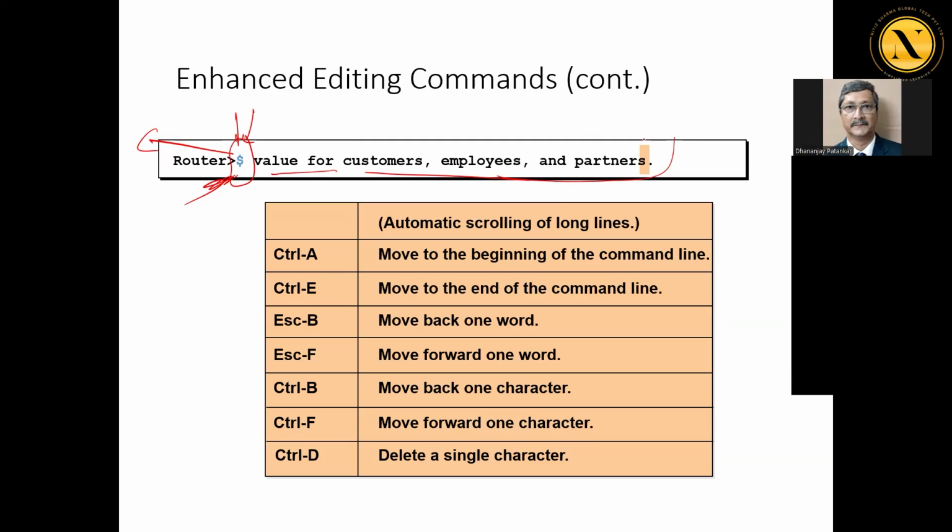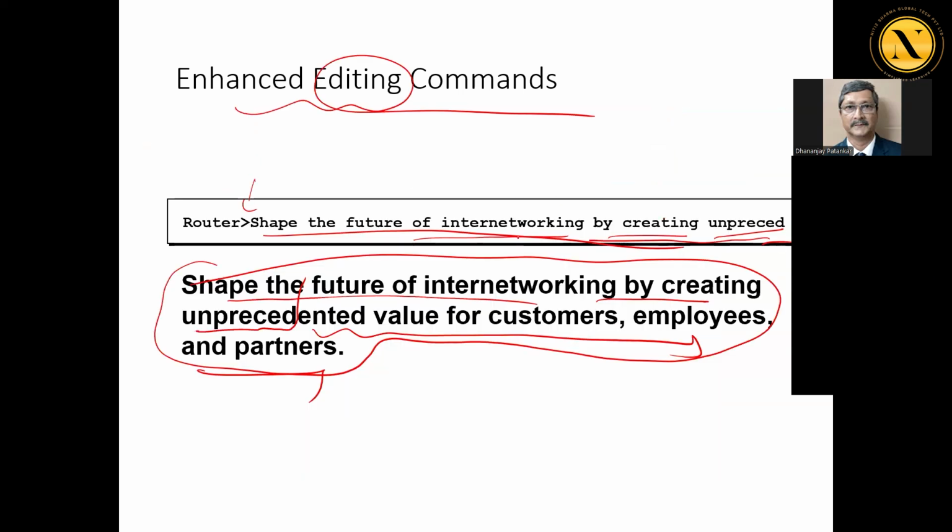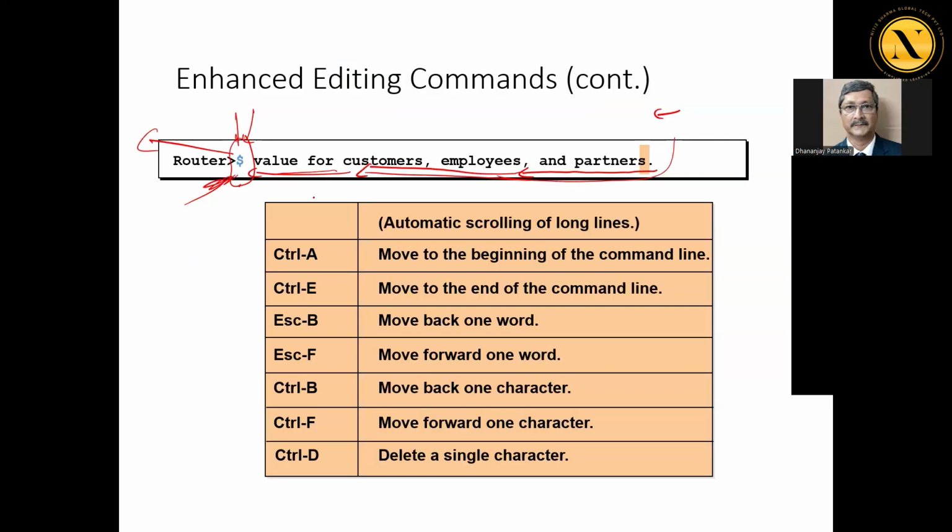So if I want to go to the beginning of the line, I can press the left arrow key and keep on pressing it. The cursor will keep going left till it comes here and stops, right? If I want to go to the end of the line, I'll keep on pressing the right key. The cursor will keep going right, and it will stop here.